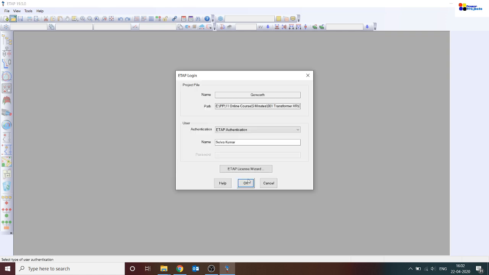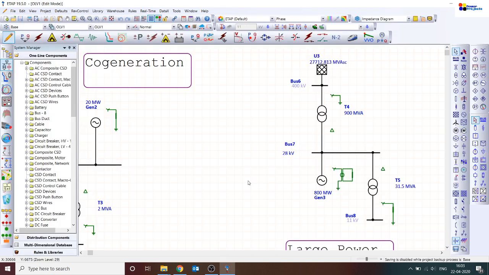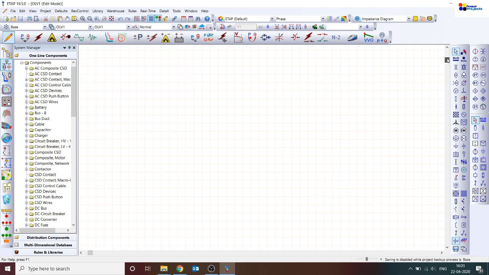Now assume that the transformer is manufactured at 50 hertz, and you are using that at 60 hertz. What will be the impact on the transformer impedance, more specifically the transformer reactance? The transformer reactance will increase by 20%, because as we know, XL is 2 pi FL. I am just taking a small example of a transformer.